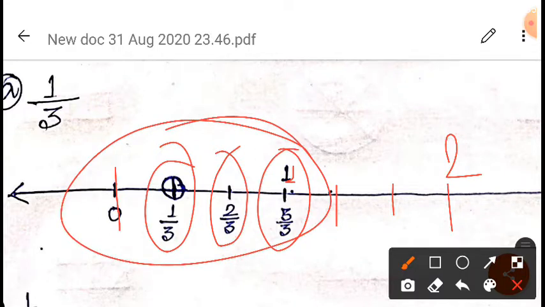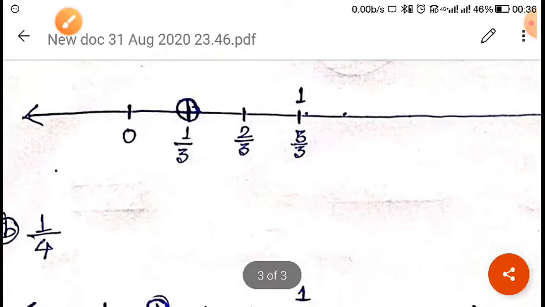So in this, they have asked to find out where 1 by 3 lies. So 1 by 3 will lie here. I hope it is very easy. You have learned this in class 5 also.